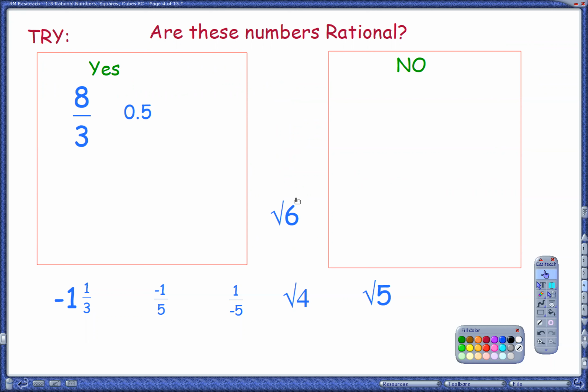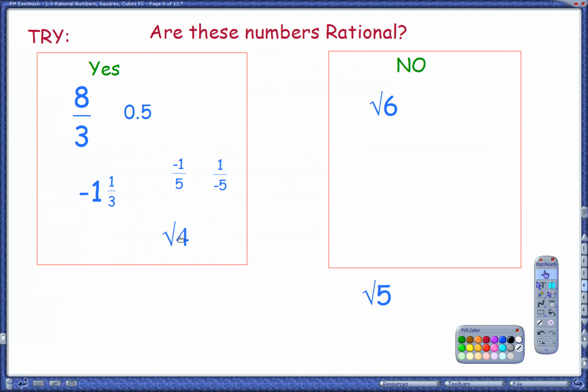The square root of 6, if you do this in the calculator, you get a decimal, and the square root of 6 cannot be written as a over b. So this is an irrational number. Negative 1 and 1/3 is just negative 4 over 3, so that's a yes. Negative 1 over 5 is negative 1/5, and that's a yes. 1 over negative 5, which is the same as negative 1/5, is also a yes. The square root of 4, which is 2, is rational. However, the square root of 5 is not rational.